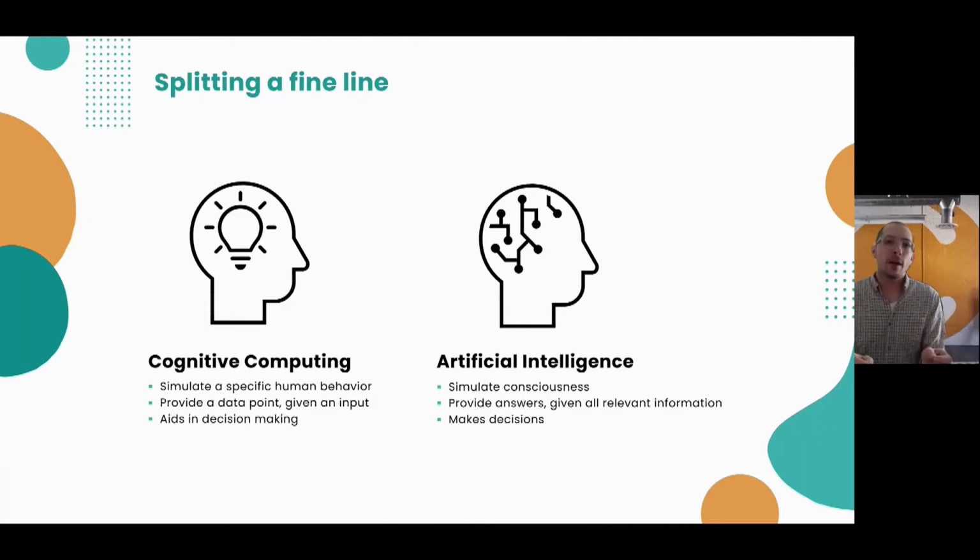And so the fine line that I want to split here, and again, this is pretty nuanced, between that bot and that AI thing, is that we're really talking about the difference between cognitive computing and true artificial intelligence. Because cognitive computing is actually what's probably and typically associated with bots. With cognitive computing, we are attempting to emulate a specific human behavior, right?